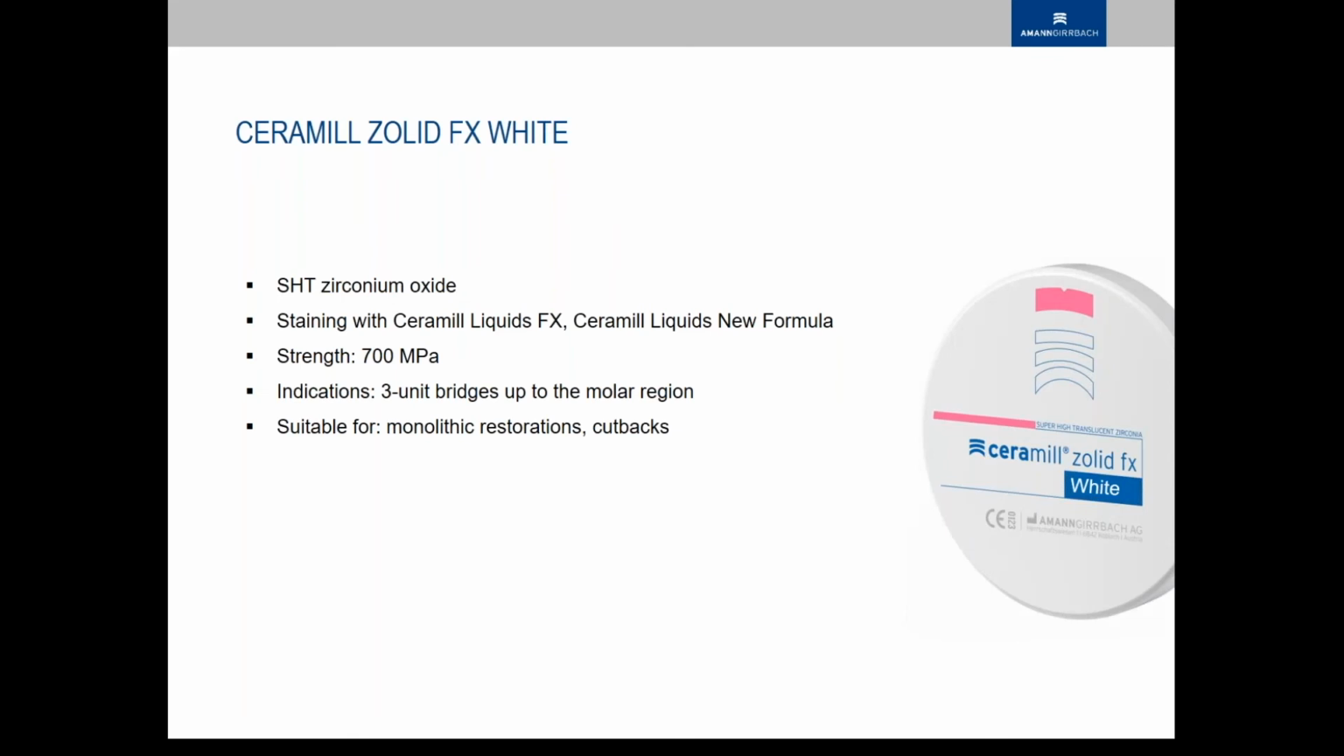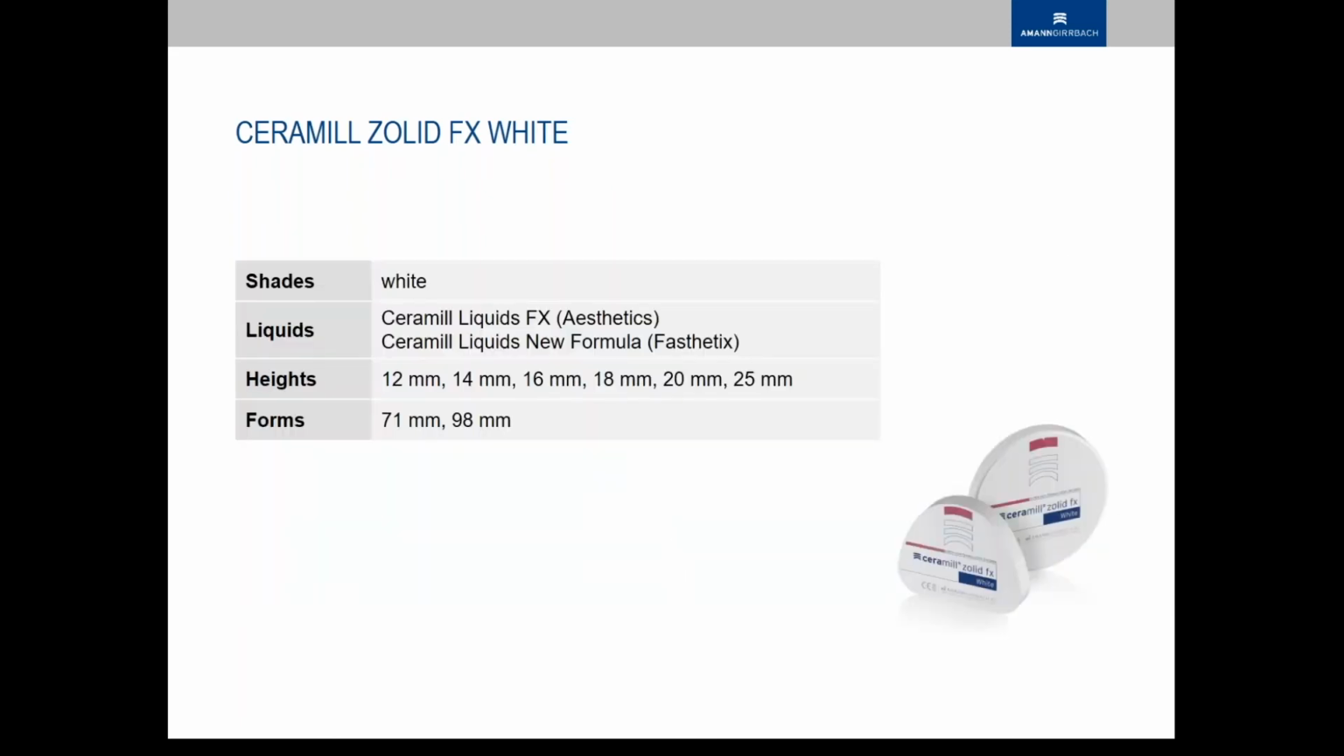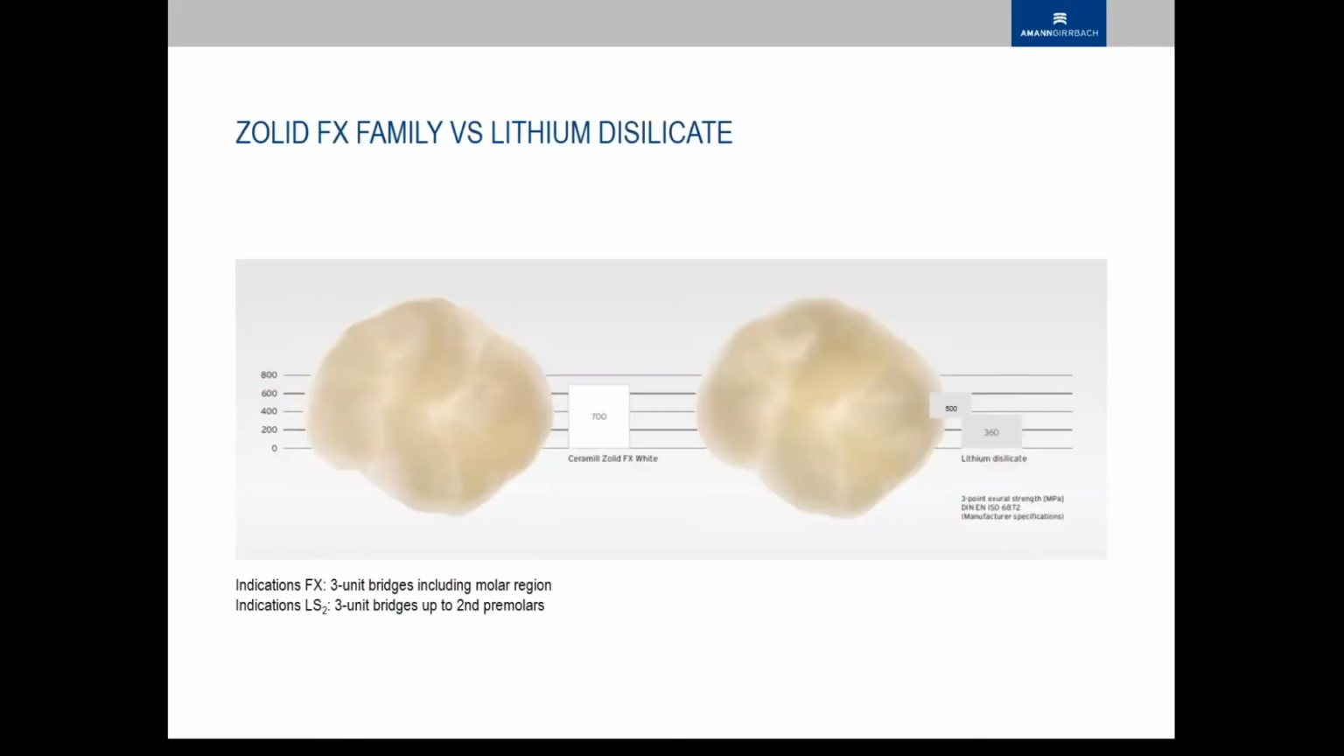Okay, coming to the Zolid FX White, same strength, all the same consistency, but comes in white available. And like I said, 12, 14, 16, 18, 20, and 25, all heights, and same 71 and 98. So here, we see if I would be able to nest that in a 12 millimeter puck versus a 14, I actually can get the 12 millimeter puck a little less expensive than the 14, so I can save a couple of bucks right there.